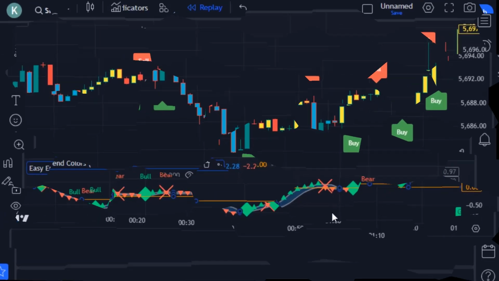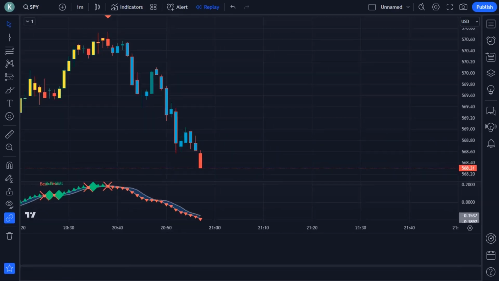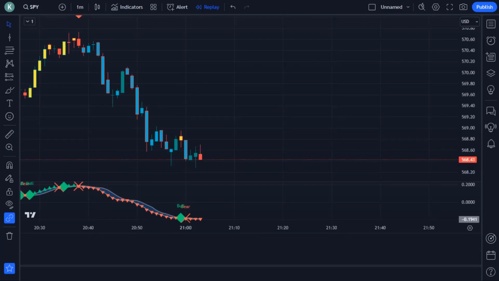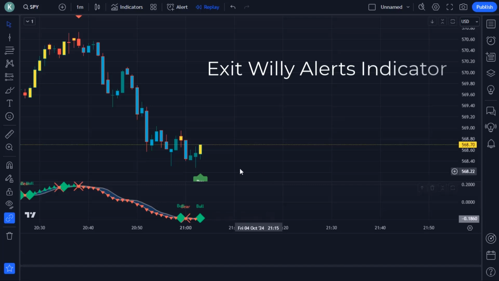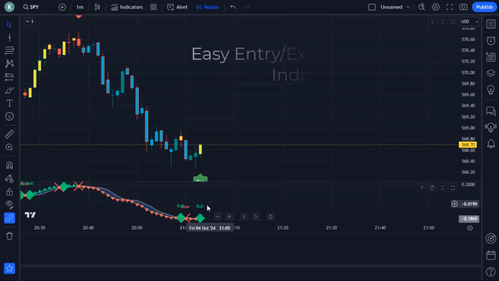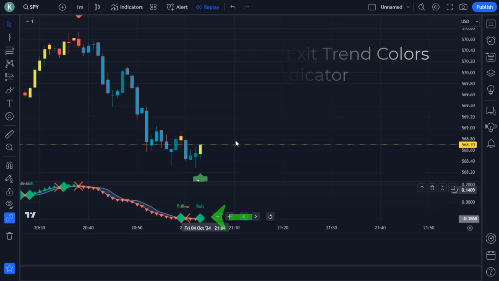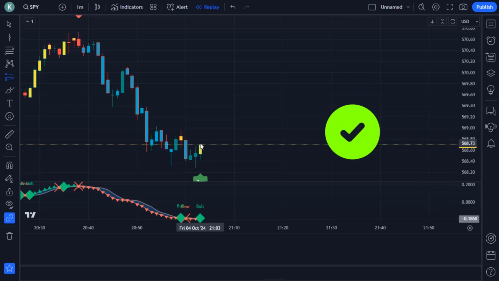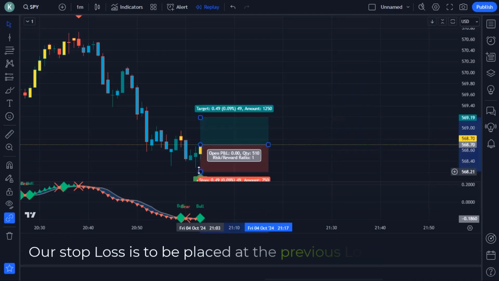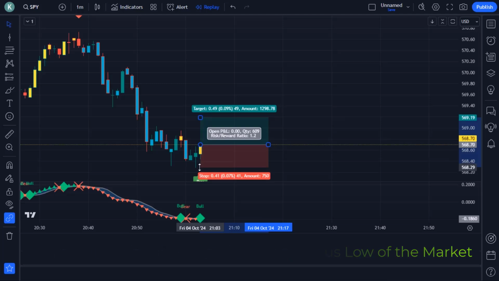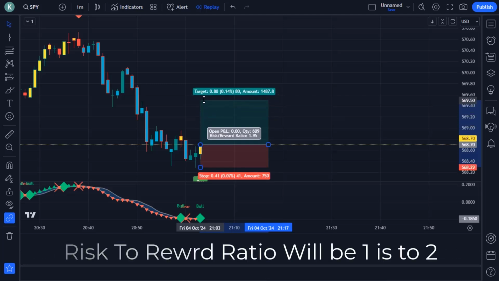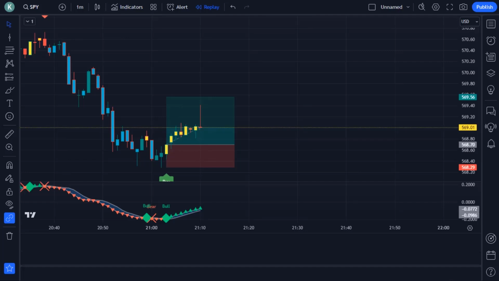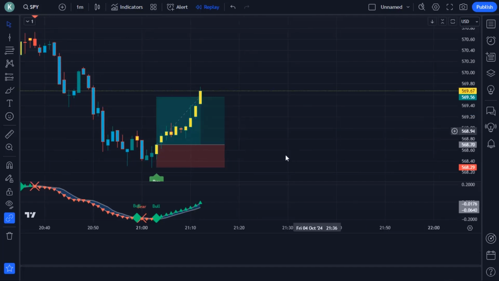Let's see how we use these trading setups. When the exit Willy alerts indicator gives us a buy signal, when the easy entry/exit trend should be bull trend, when the market forms a yellow candle, if this condition is fulfilled, then we will place a buy order. Our stop loss is to be placed at the previous low of market, and the risk to reward ratio will be 1:2. The market has completely hit the target.